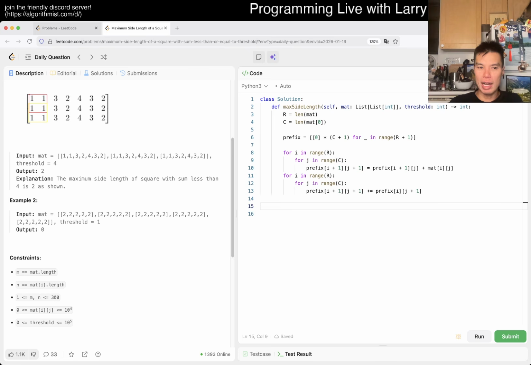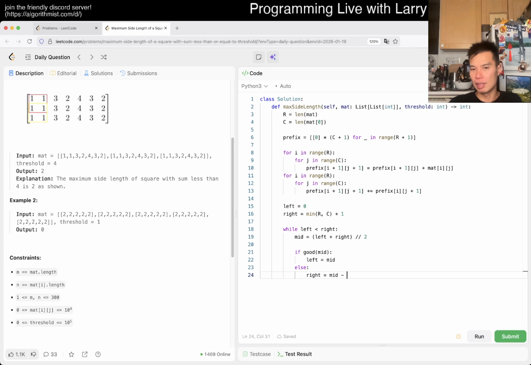Then now we have binary search. Left is equal to, I guess, 0, whatever. Right is equal to 300, or min of R, C plus 1 to be inclusive. And this is standard binary search stuff. I was going to just write it inline, but it's even right here, right? So if this is good, then we know that this is now the new lower bound, and then we try something bigger. Otherwise, it's not good. And then that's really it.